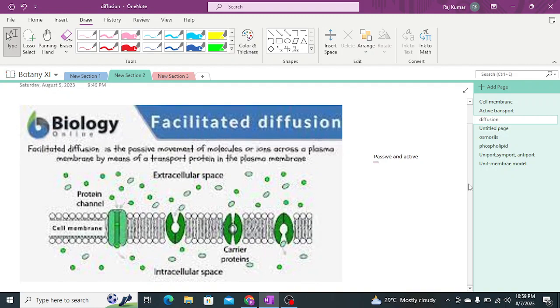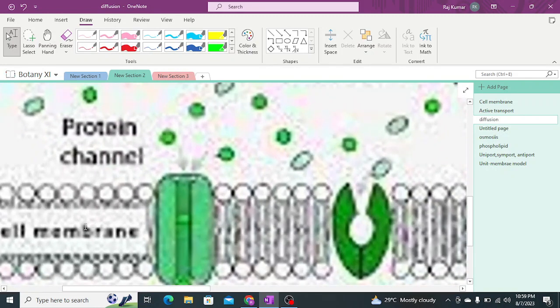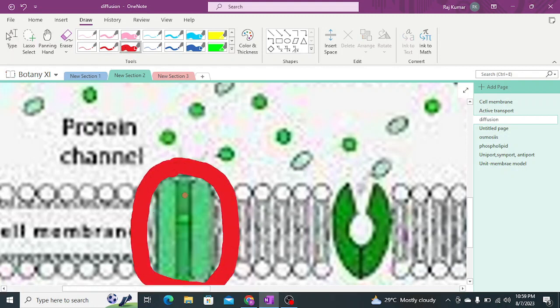So first let us discuss what a channel protein is. Here, as you can see, this protein, which is quite blurred, this green colored protein is known as a channel protein. That protein basically has a tube, a pipeline, through which molecules can transfer. Why is it needed? It is needed because molecules cannot transfer directly through the cell membrane, because the cell membrane is lipophilic.